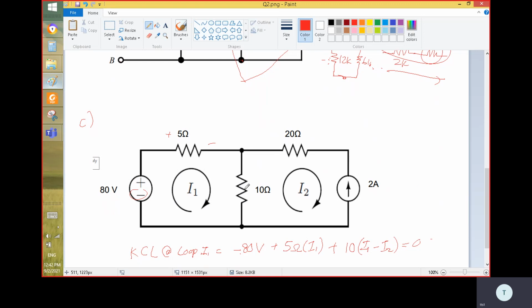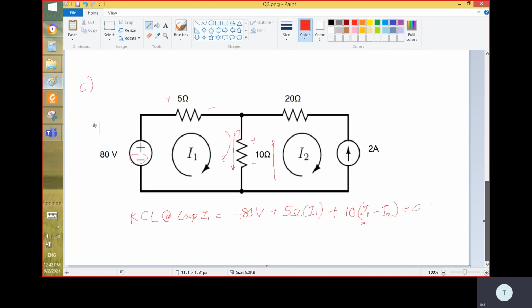But this 10k is between current 1 and current 2. So we assume the current is going down, by putting the positive here, negative here. So I1 is positive, I2 is reverse, right? I2 is going up if you follow this loop here. Don't worry about this, okay? When I2 is going up, then it is minus I2.